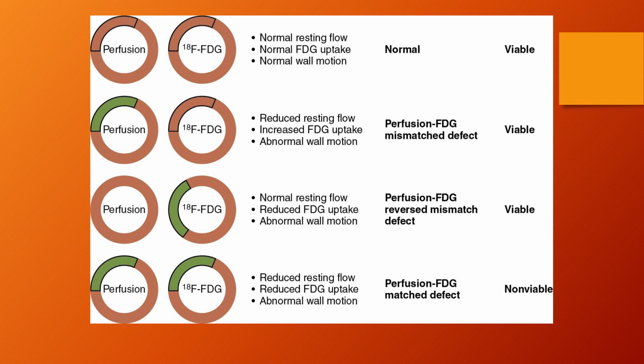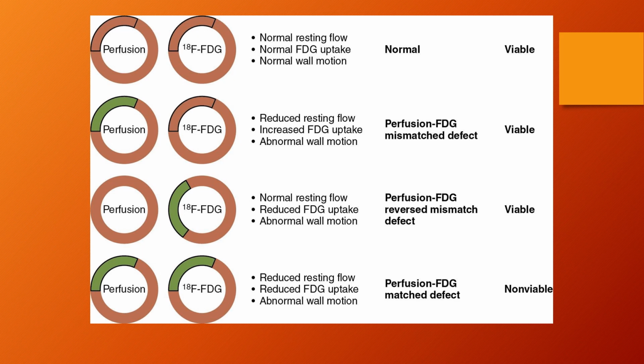So this diagram is showing you normal versus abnormal. When it is completely normal, showing you that it is viable, normal FDG uptake, normal resting flow, and normal wall motion. When there is reduced perfusion, but increased FDG uptake and abnormal wall motion, that's a mismatch defect that tells you that tissue is viable.